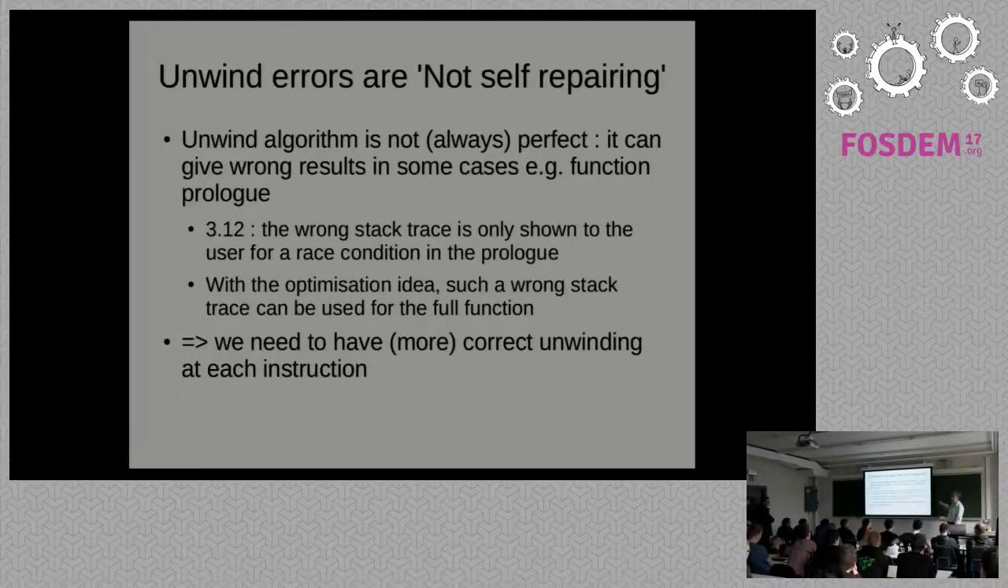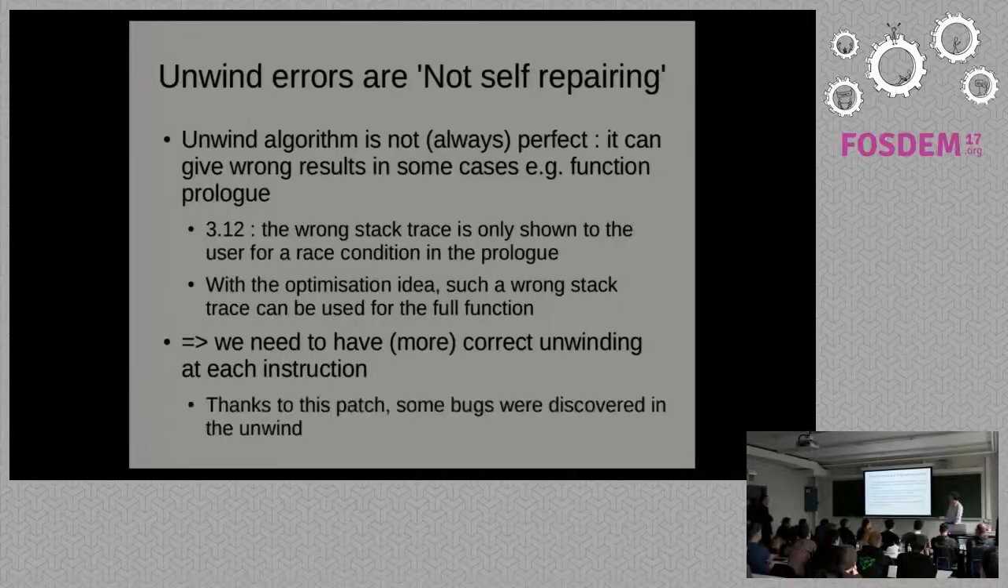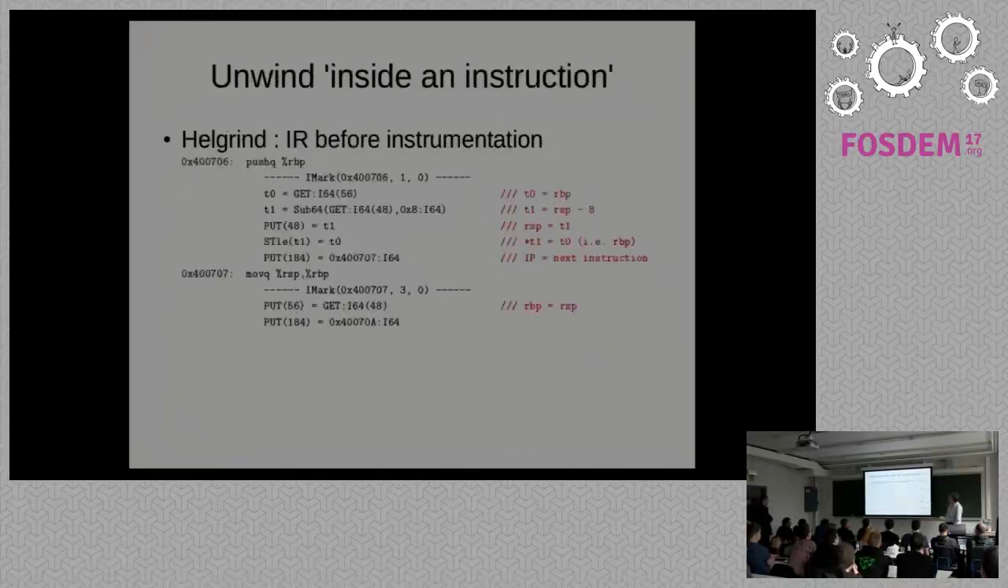By the way, when I tested dispatch, I discovered some bugs in the unwinding or some limitation, and I did one or two improvements in the unwinding algorithm. So back to dispatch, we have improved the unwind. Another thing which is very special for Valgrind is that we do unwind inside an instruction. That's really bizarre. What does that mean?